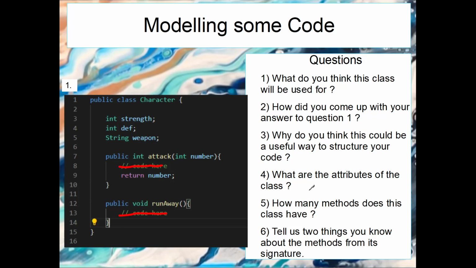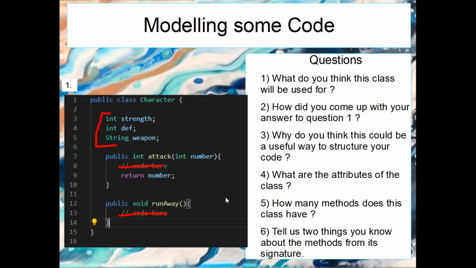So what are the attributes of the class? Well, the attributes are here. We've declared these attributes, but we haven't assigned them a value. Maybe in one of the methods down here, we would actually give a value to these. However, these are the attributes. So we know we have a variable of strength for this character, a variable of defense, and a string, a text, of weapons for this character.